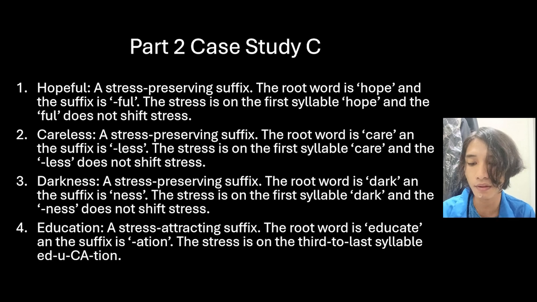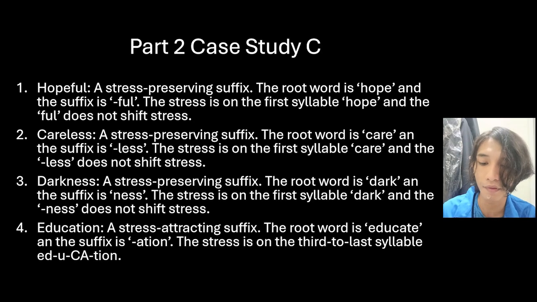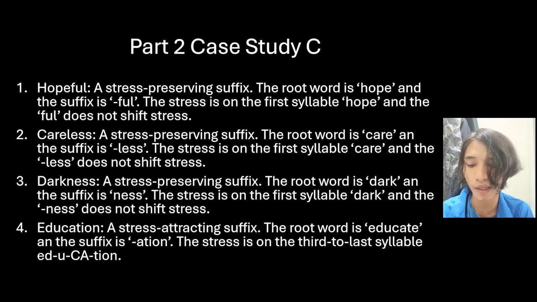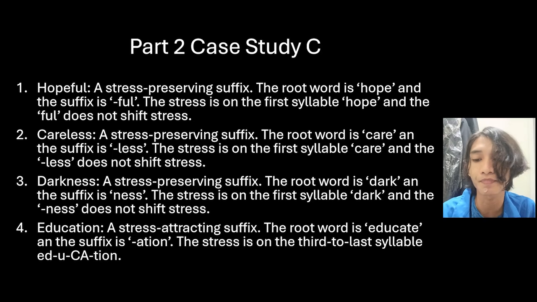The third is darkness, a stress-preserving suffix. The root word is dark and the suffix is ness. The stress is on the first syllable dark and the ness does not shift stress. The fourth is education, a stress-attracting suffix. The root word is educate and the suffix is ation. The stress is on the third to last syllable, education.